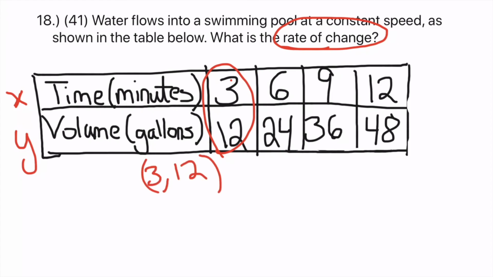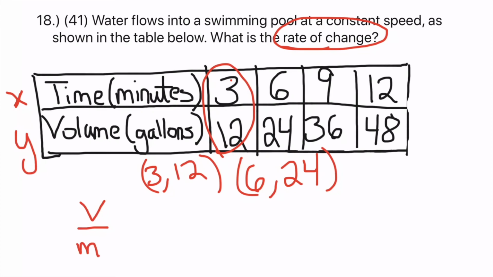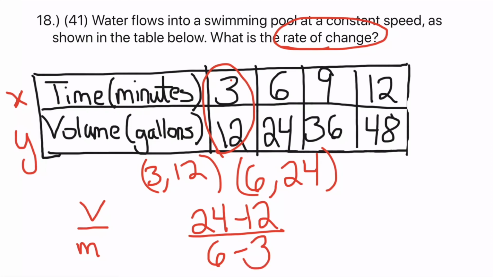So there's 3, 12, and then we have 6, 24. I could have chosen any of these 4 points. I just went with the first 2. Now we're going to find the rate of change. So remember, the rate of change is finding the difference in your y's over the difference in your x's. So remember, the y's are your volume in this case over your minutes, because that's your x. So we have 24 minus 12 over 6 minus 3. So that's 12 over 3, which is 4.